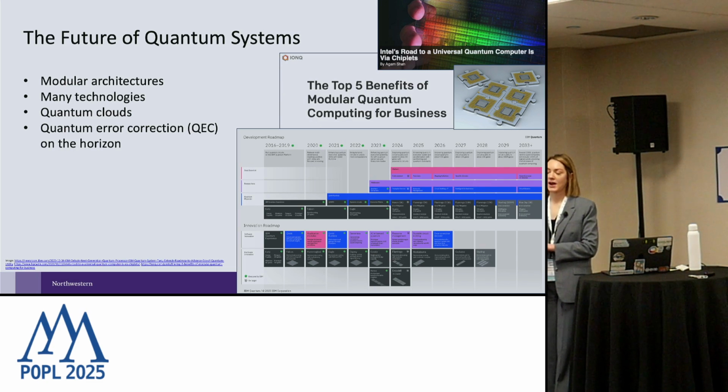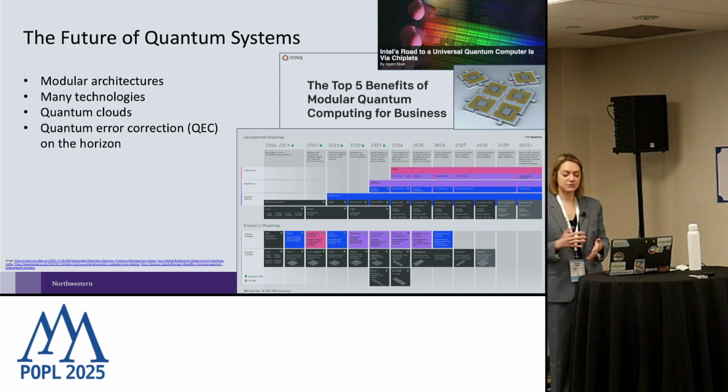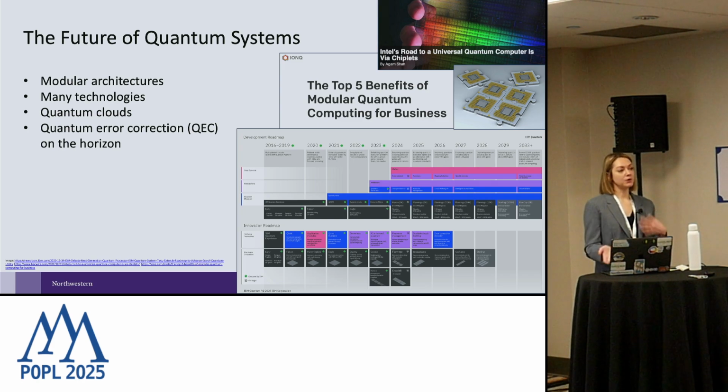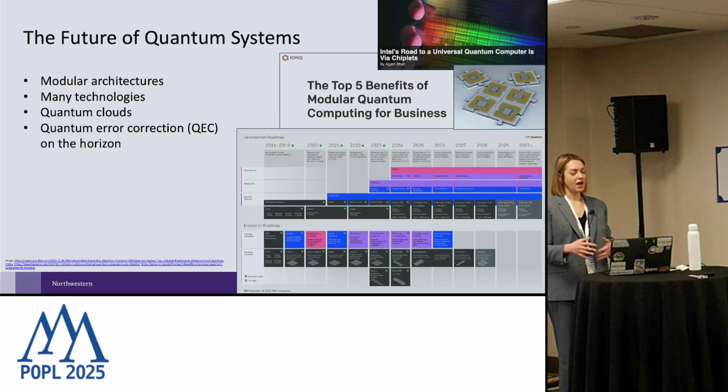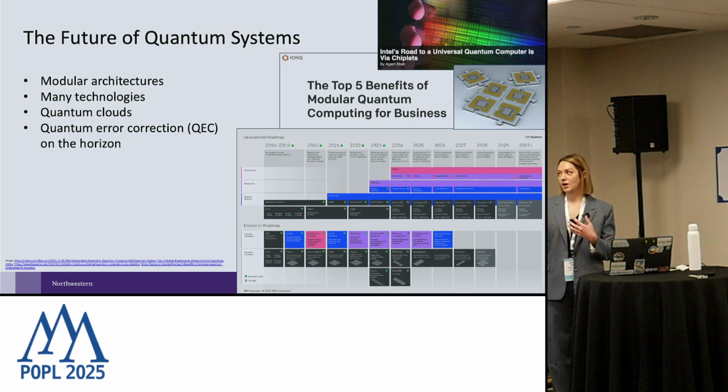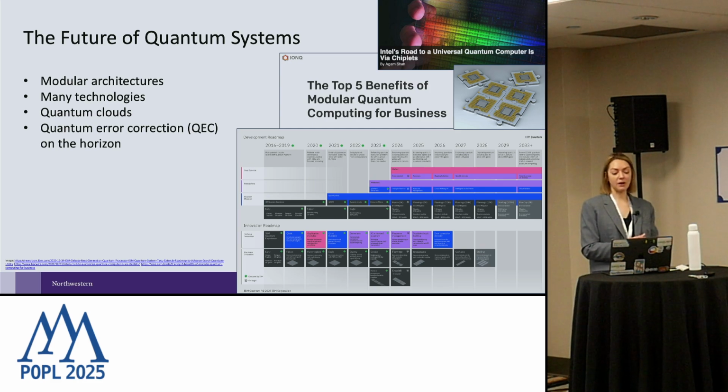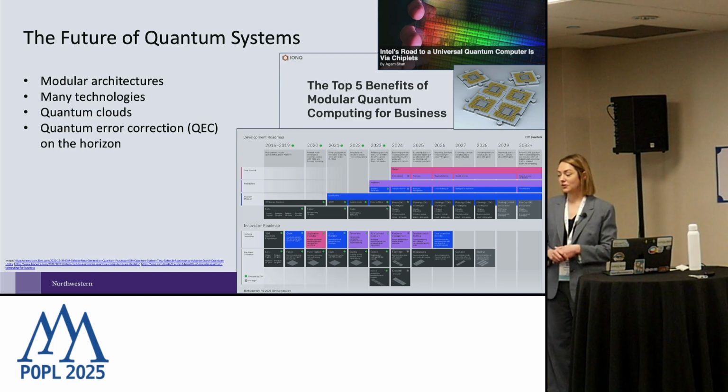Then we think about how, at the end of the day, a lot of these systems are going to be accessed remotely through the quantum cloud. So how are we able to access these systems? How are we able to verify the results of our quantum executions? And how are we able to target the best resources that match our applications of interest? And then, of course, quantum error correction is on the horizon.